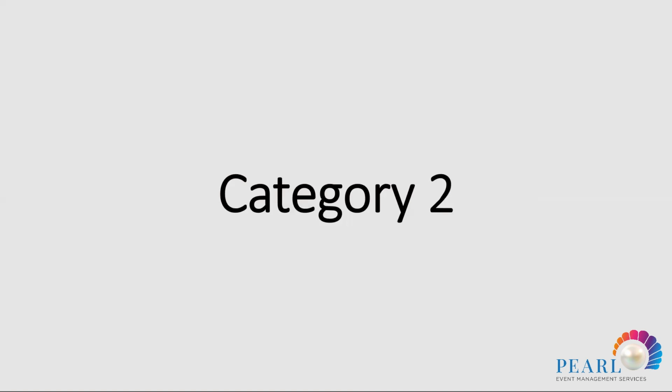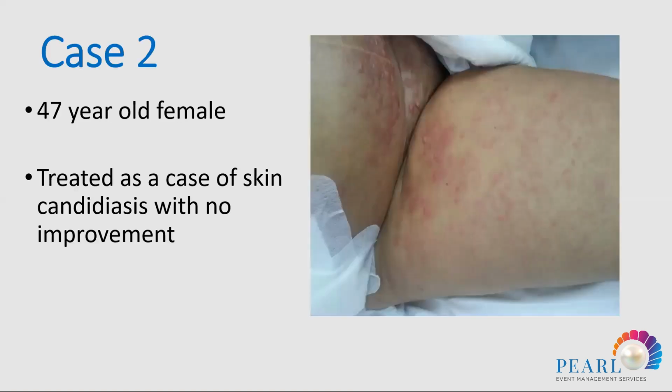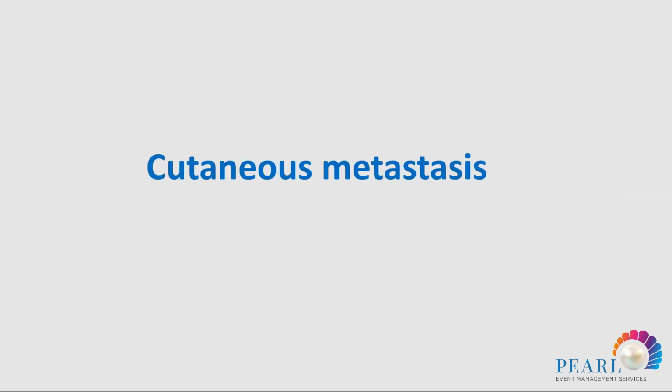Okay, so that was actually rheumatology. Moving on to the next category. So I have a 47-year-old female. This patient, actually, I saw her in the ward. I was called as I was told that she was treated as a case of skin candida with no improvement. Something which I haven't mentioned is that this patient actually had a GI malignancy. Anything on your mind? Okay. So this was cutaneous metastasis.